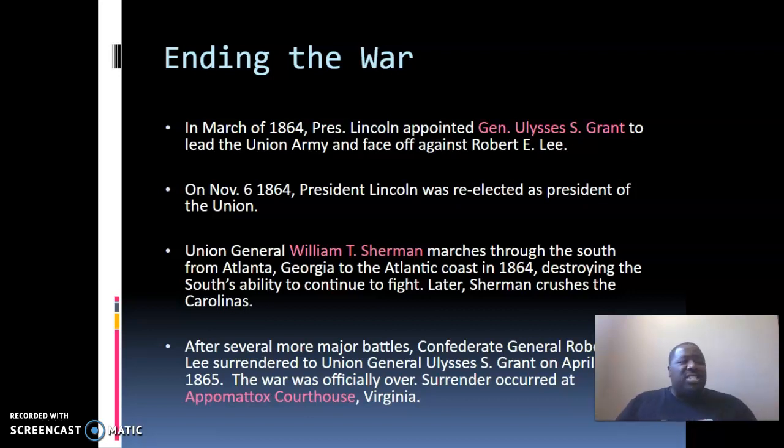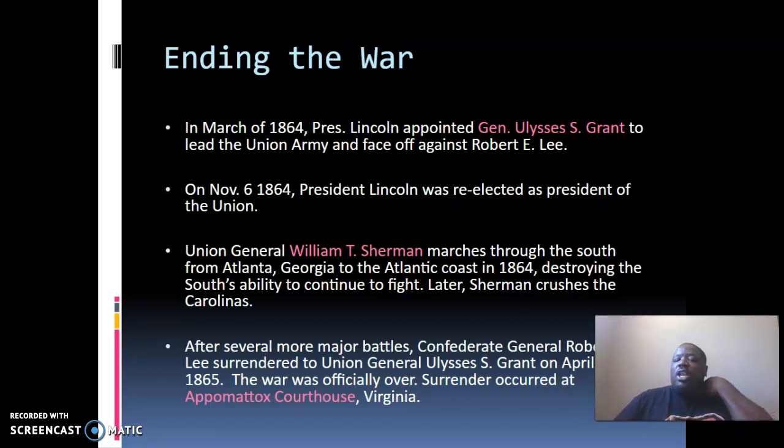On November 6th of 1864, President Lincoln was reelected. So you had President Lincoln elected the first time in 1860, and now he's reelected in 1864. And that keeps him in place. What you have to understand is that when a country reelects a president, that means they have faith and confidence in what they're doing. They're going to continue their plan.